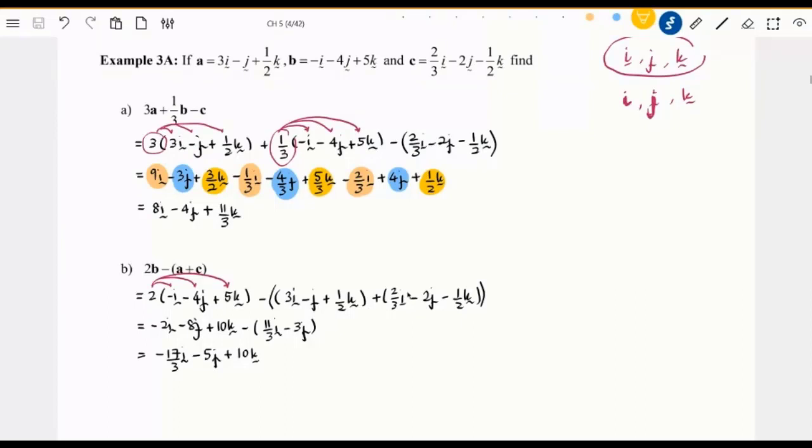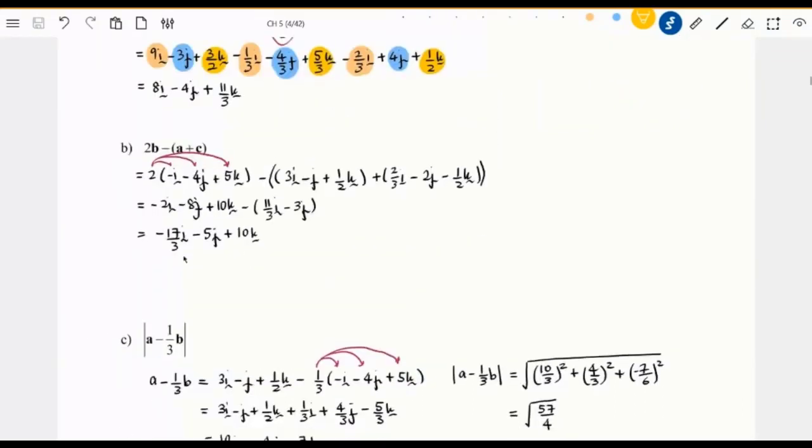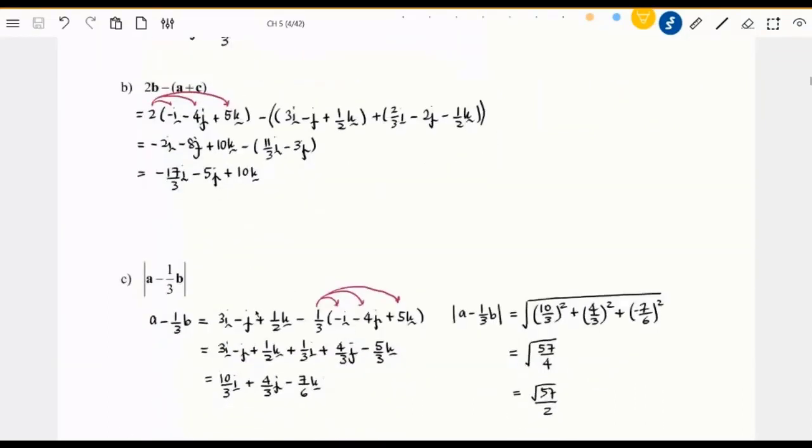Okay, so that's 3A. Now we proceed with the, oh yeah, we have part C as well. Okay, so modulus di sini bukan bermaksud nilai kamu mesti positif. Modulus di sini represent magnitude. Okay, magnitude which is we have to find in terms of x square plus y square plus z square.